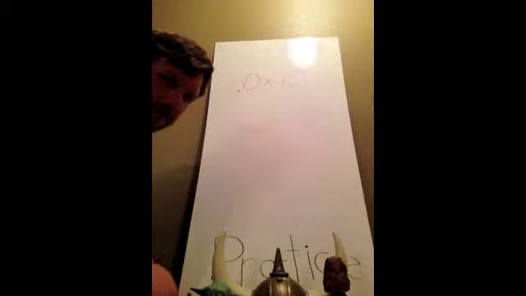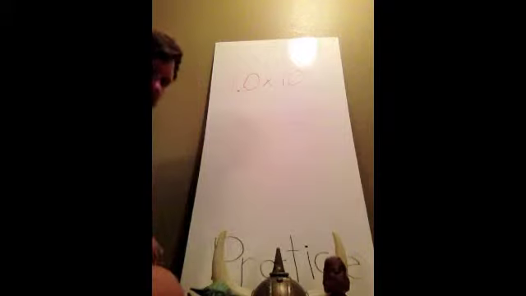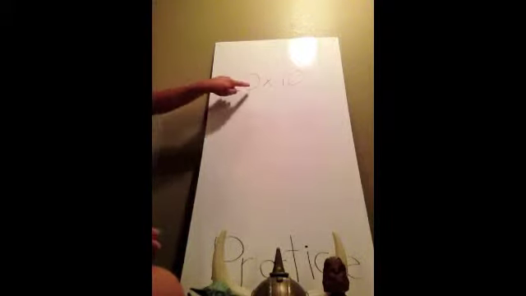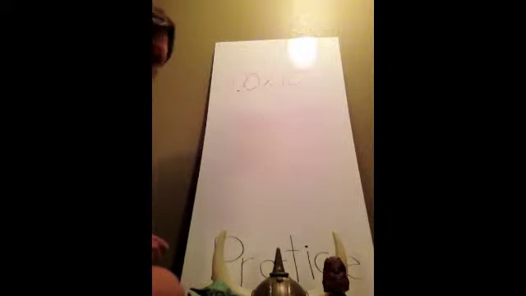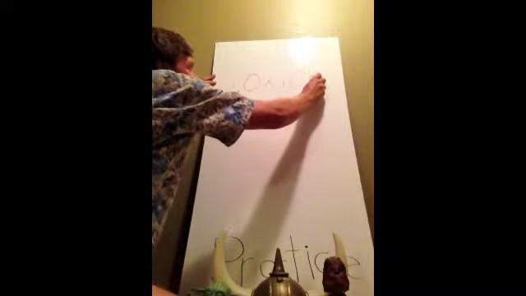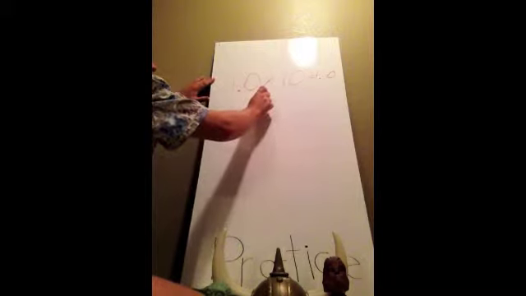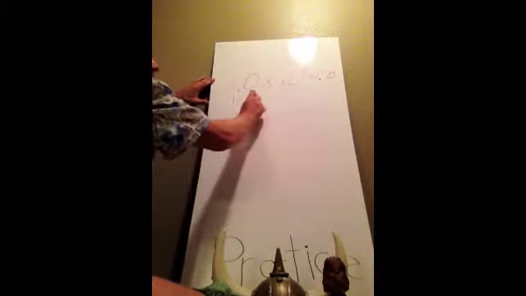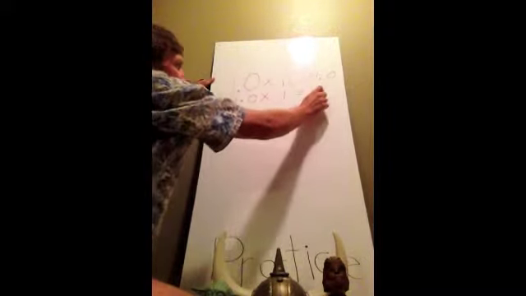Alright, welcome back. It's time for practice. 1.0 times 10 to the power of 0. This is kind of cool. It equals 1.0. What does that tell you about 10 to the power of 0? The same as 1, right? So it's the same as 1.0 times 1 equals 1.0.